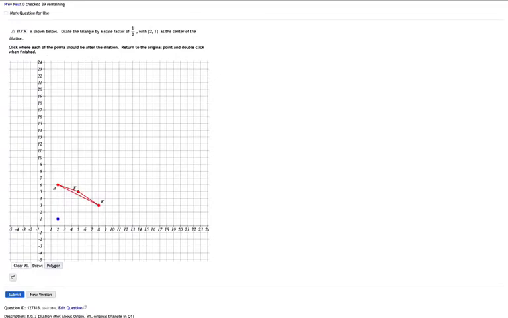Here's another dilation where the center is not at the origin. So in this particular problem, the center is at 2, 1 right here, and the scale factor is 1/2. So we have to go half as far from the center. So point B is straight up 5. Half of that is straight up 2.5. So right there is B prime.